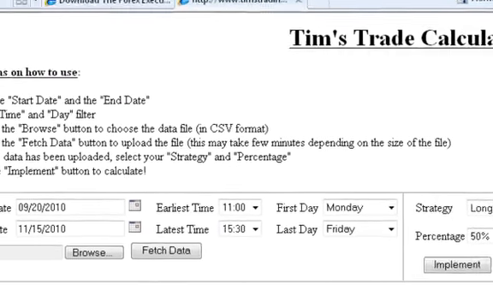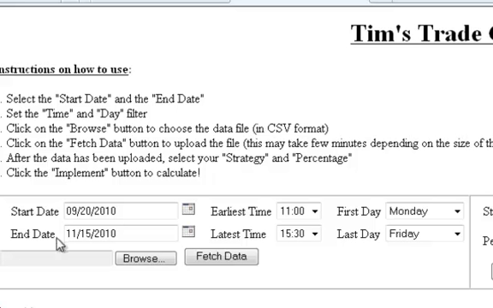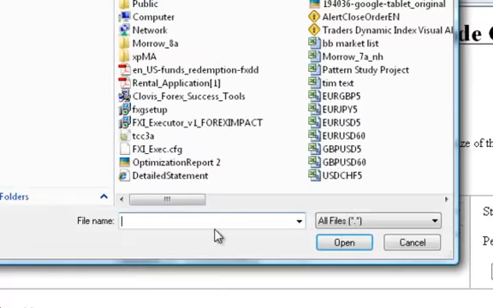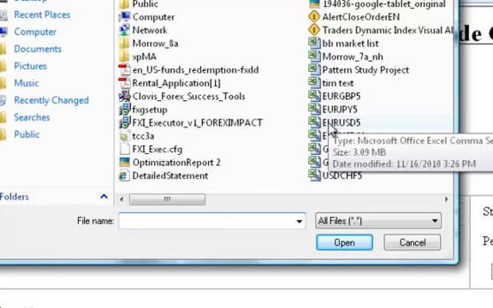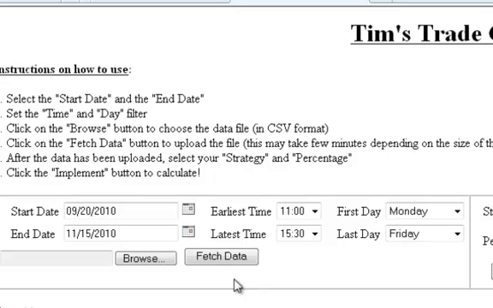I've already chosen my start date, as I said, 9/20, and I went to November 15th, which was yesterday. My times are 11:00 Malta time, which is 1 a.m. my time, to 15:30, which is 5:30 a.m. Pacific Standard Time. I'm going to look at trading days Monday through Friday. I'm going to get the file that I've saved. I've already saved this to my desktop, so I'll be looking for the euro dollar 5-minute chart, which is right there. Once it brings in that file, we're going to hit fetch data.